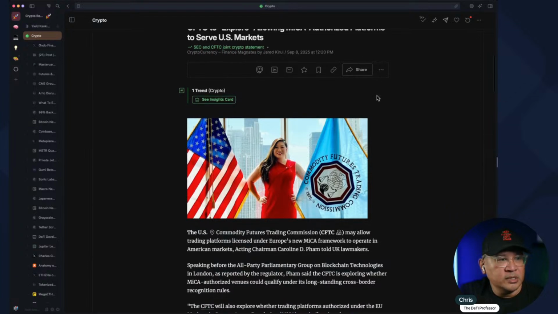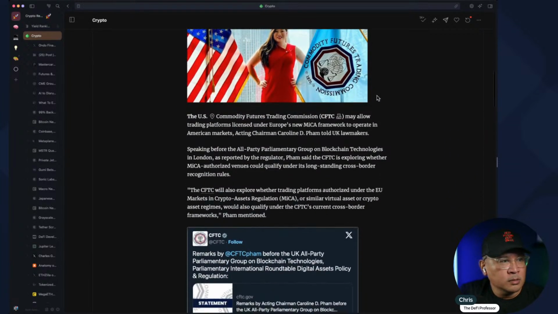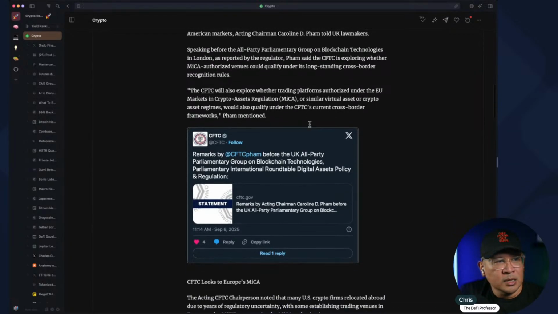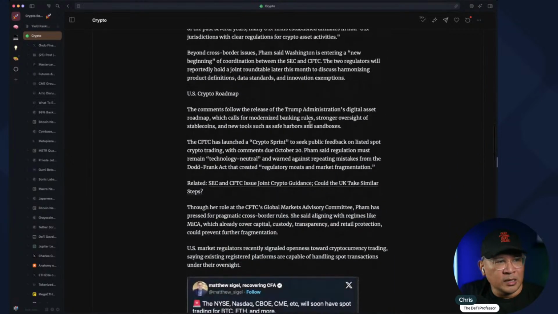The CFTC. Hello, Caroline fam. They're going to explore whether trading platforms under MiCA, how you want to describe it for the EU, which is their crypto framework that they've had in excess of a year before the United States got their act together, to be able to serve the US markets. I think that's probably a very good thing.